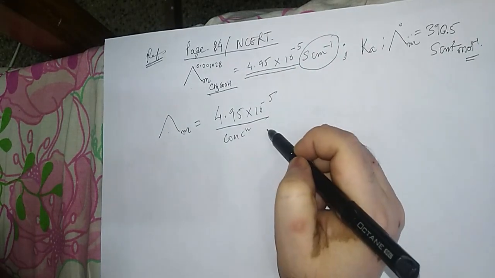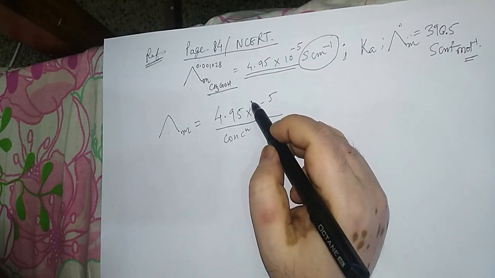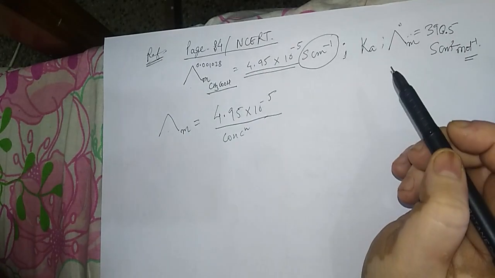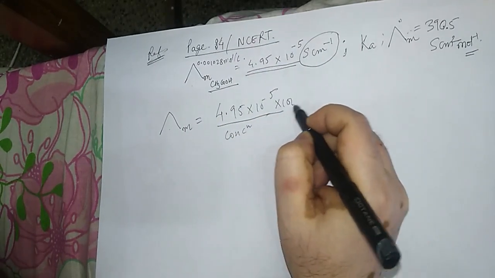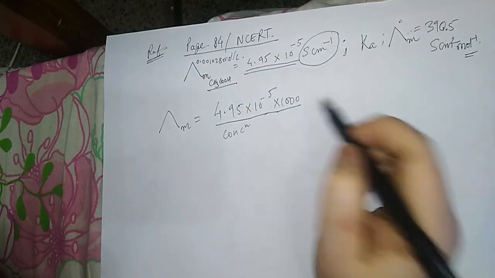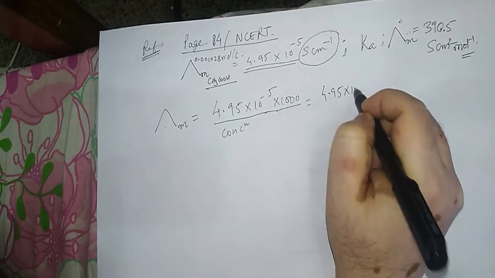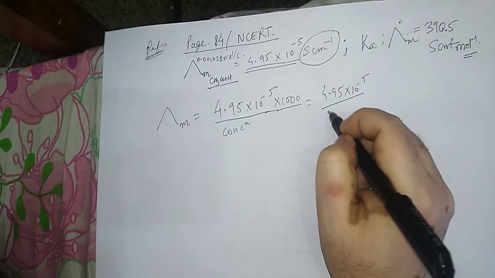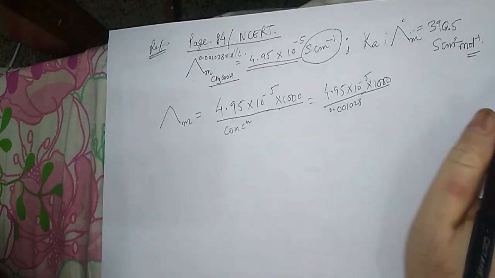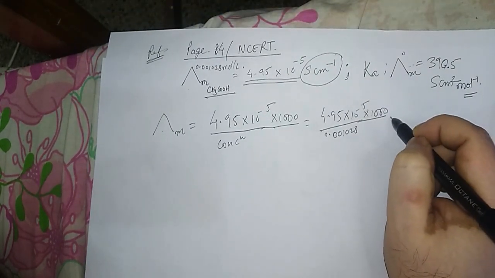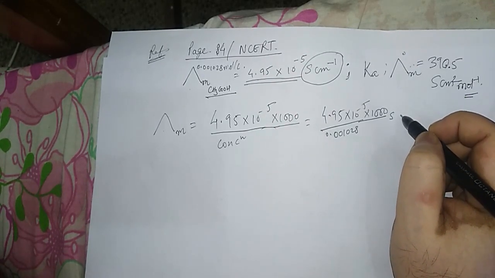This is the concentration, and as we had done earlier, since the concentration is in mole per liter, you have to multiply it by 1000 to get it completely in centimeter terms. So we'll just put the value now: 4.95 into 10 to the power minus 5 divided by 0.001028 into 1000. This will become Siemens centimeter square per mole.